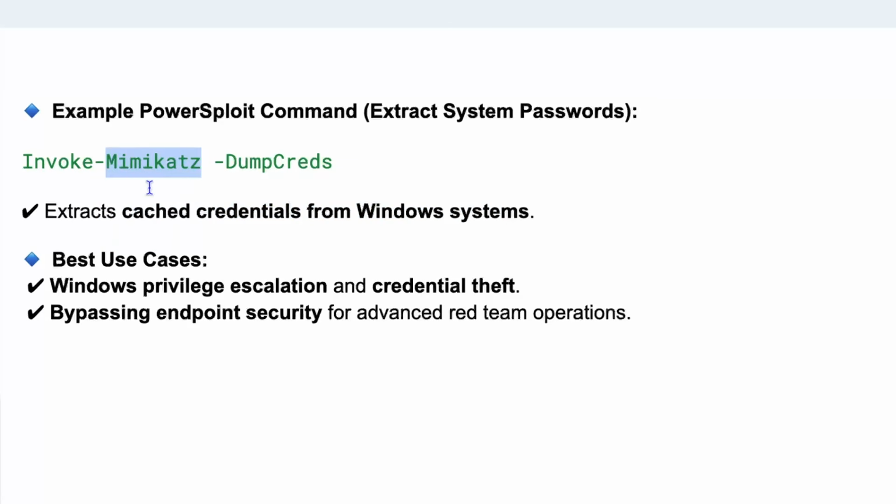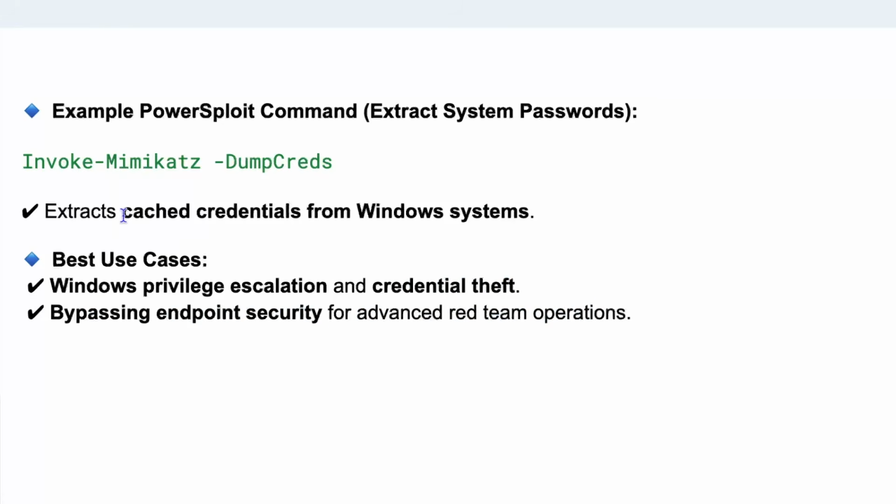You can have Mimikatz installed by itself as just kind of a standalone installation, but when you use PowerSploit, because it's a framework and it has access to a variety of different tools, Mimikatz would come pre-installed with it. Therefore, you can go ahead and invoke Mimikatz from PowerSploit and then use the dump creds option inside of Mimikatz to go ahead and potentially get whatever cached credentials exist inside of that system. So we can use it for Windows privilege escalation and credential theft. We can use it to bypass endpoint security for advanced red team operations.